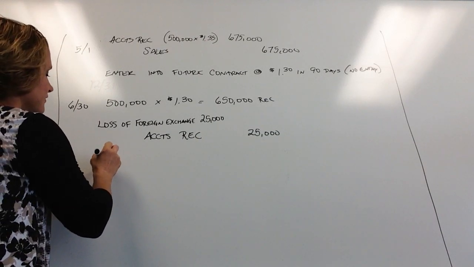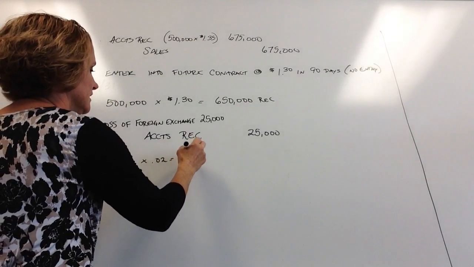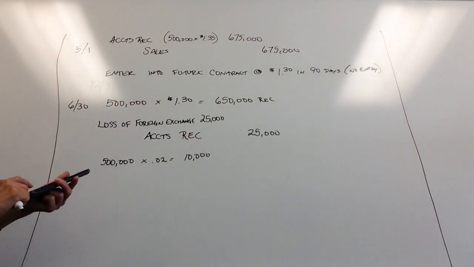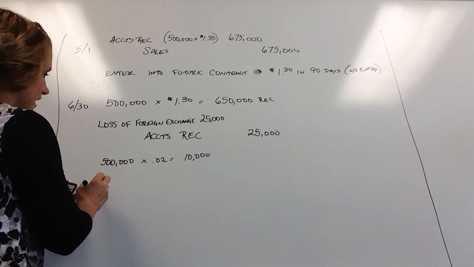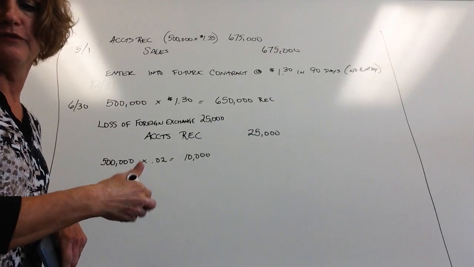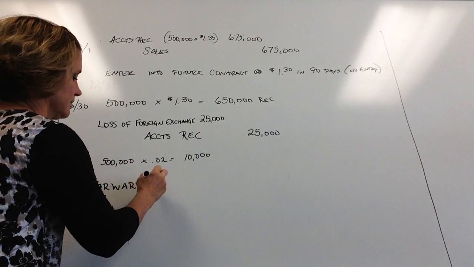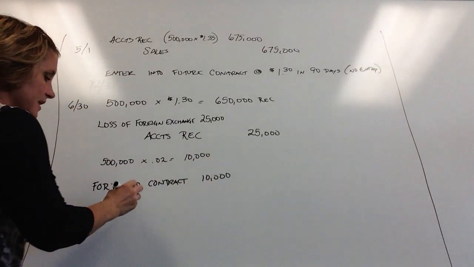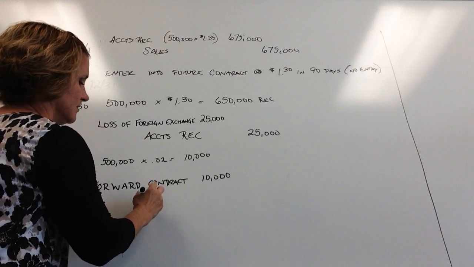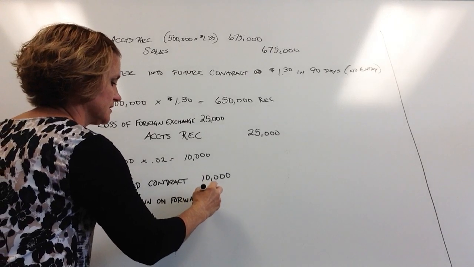So then we're going to set that change up also. It's going to be the 500,000 times the 2 cents, which is going to be a $10,000 difference. And then that's going to go the other direction though. So we're going to set up a forward contract for that $10,000, and then we're going to have a gain on the forward rate.